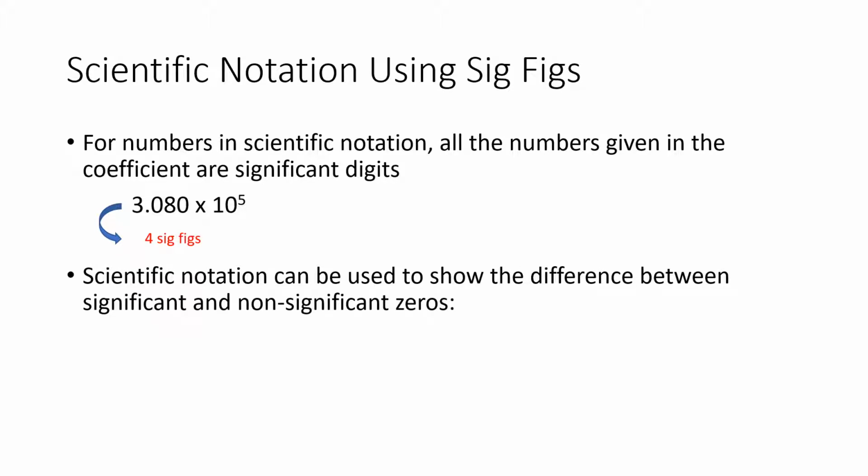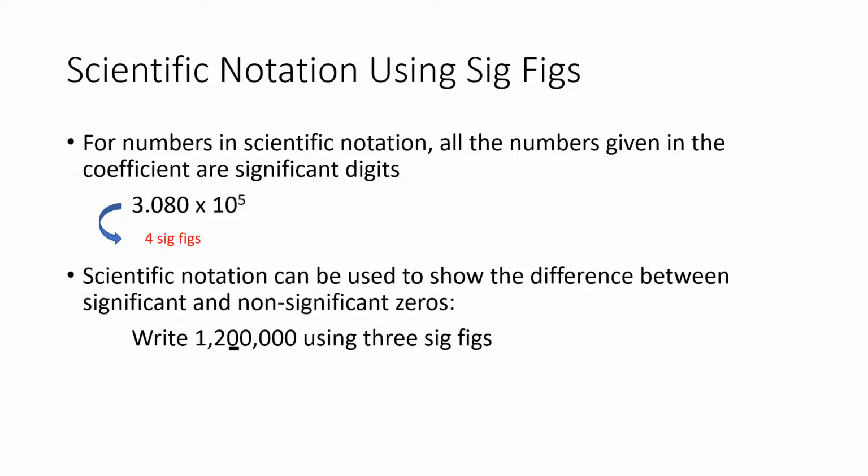Scientific notation can often be used to show the difference between significant and non-significant zeros. Say that you have 1,000,000 and you need to write it in sig figs. The only way to do that to a certain number of sig figs is to use scientific notation. So here we have 1,200,000 and we want to write it using 3 sig figs. So our 3 sig figs would be the 1, the 2, and that first 0 from the left. So we need to round it to that first 0.